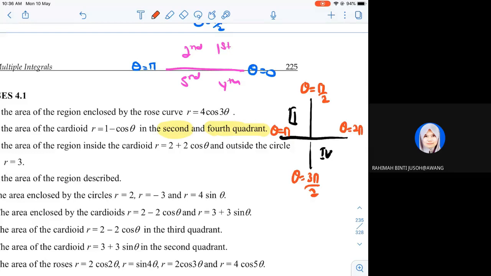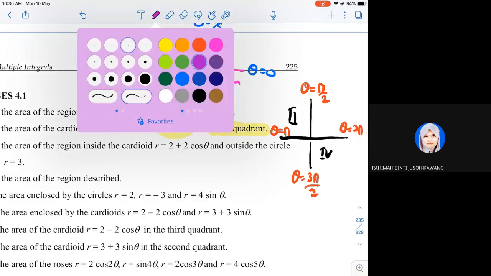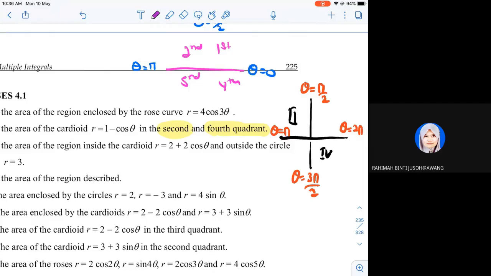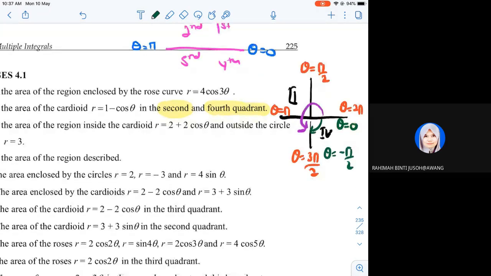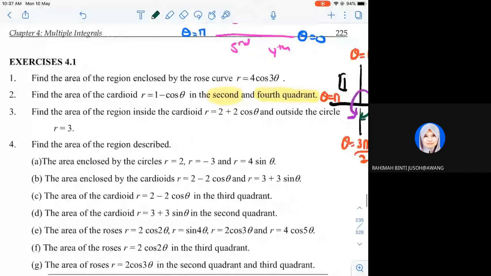Ini kalau you ikut arah jam, let's say saya pakai marker pen purple ni. Ini kalau you ikut lawan arah jam. Kalau ikut arah jam, marker pen hijau ni, from here, theta equals to 0, theta equals to negative pi over 2 lah. Dia either one lah. Alright. So question number 2 quite straightforward. Let us discuss on question number 3.